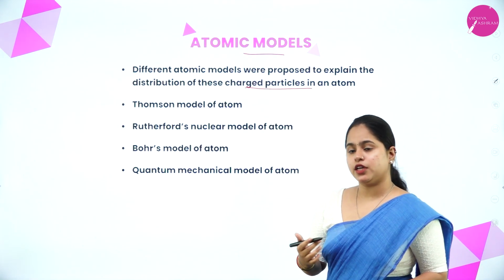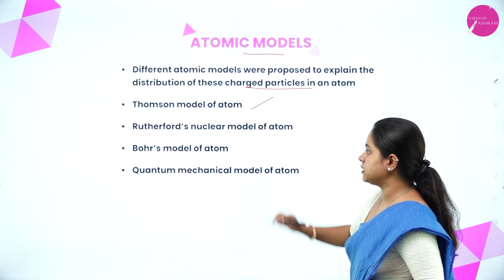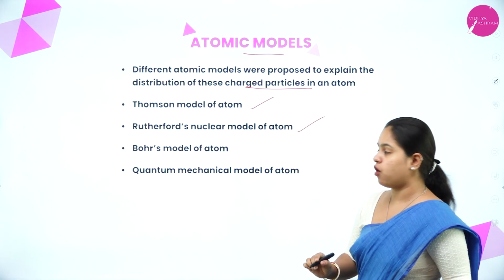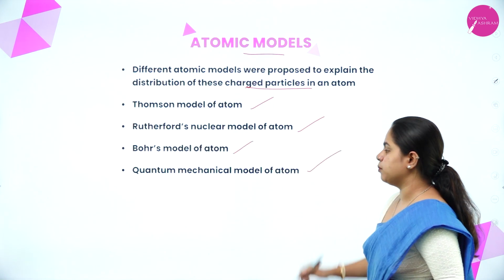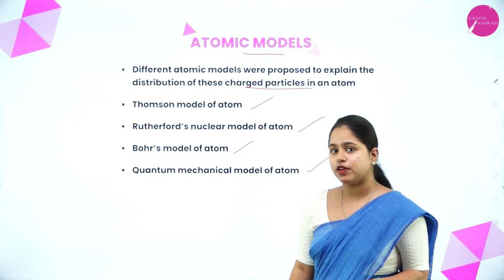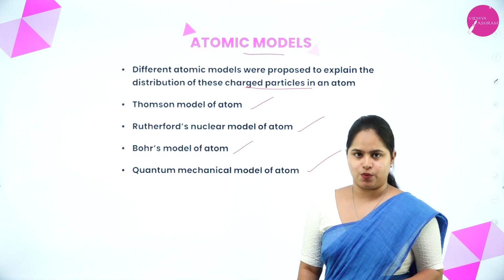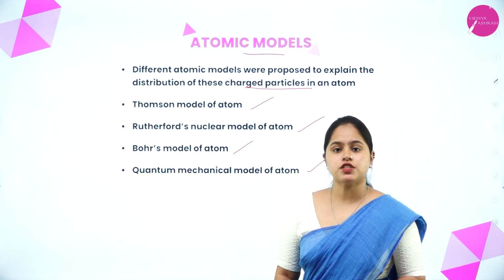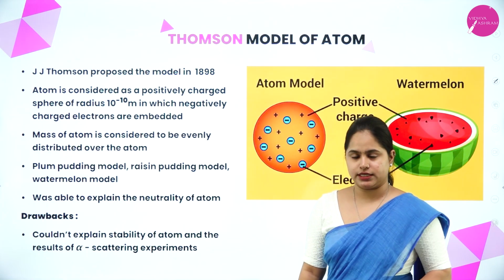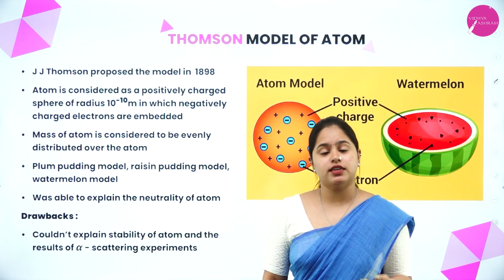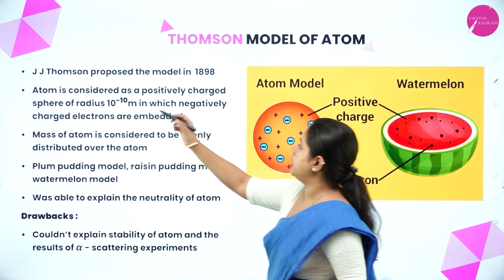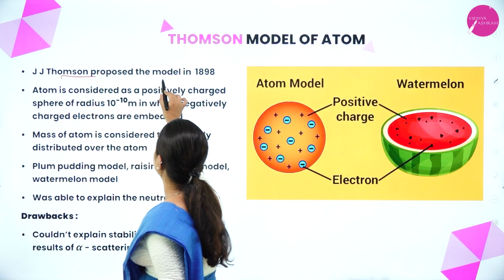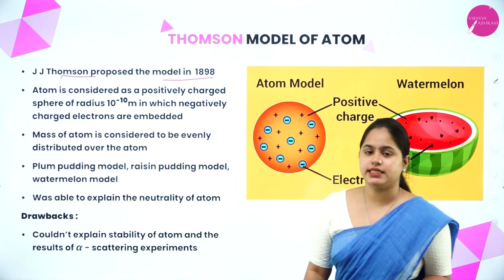In the chapter you will be seeing Thomson's model of atom, Rutherford's nuclear model of atom, then Bohr's model of atom and then the quantum mechanical model of atom. So in this session we will be discussing only the first two. Right, so let's begin with the first one, that is Thomson's model of atom. As the name suggests, you can understand who proposed this model. Yes, it is J.J. Thomson, who proposed the model in the year 1898.